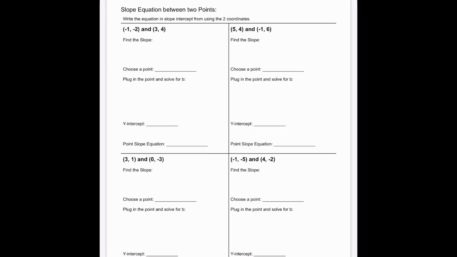However, on the next page, these are going to be the new things. Now we need to write an equation in slope-intercept form, which is what we've been doing, when we have 2 points. The first thing we need to do is find the slope. We know how to find the slope of 2 points: 4 minus negative 2 over 3 minus negative 1. So we get 6 over 4, which simplifies to 3 over 2.